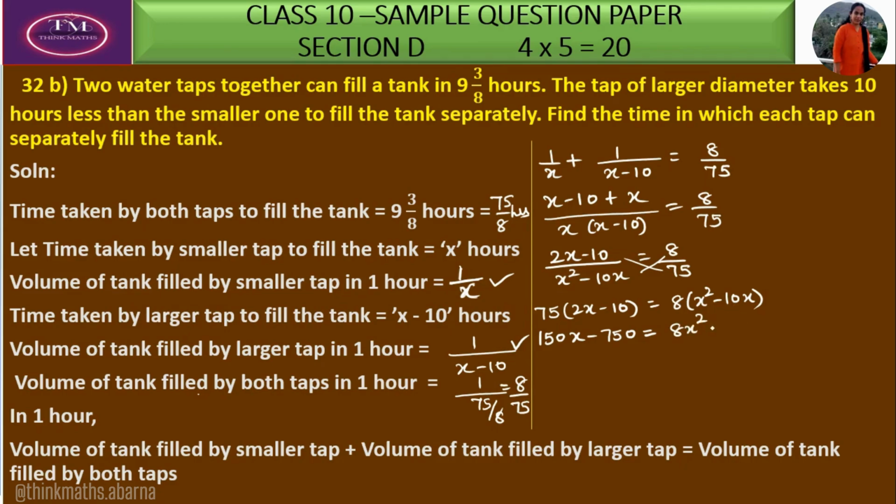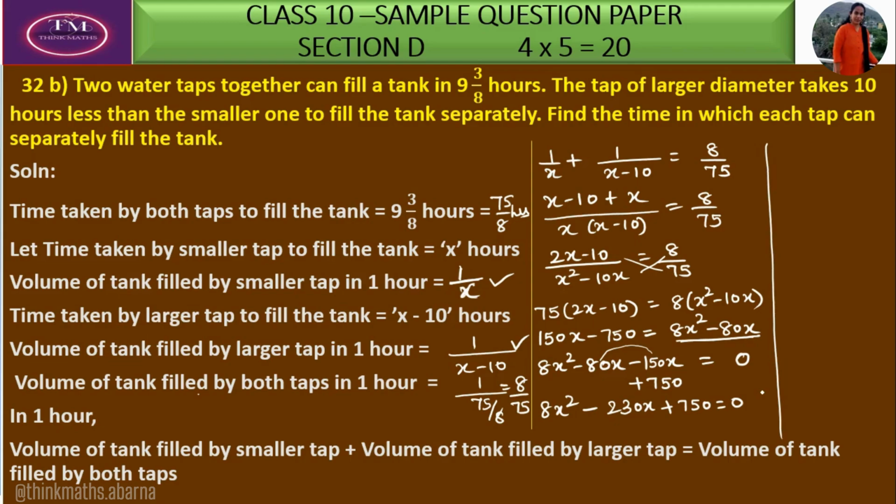8 into 10 is 80, and you have a negative sign, so minus 80x. Now collect all the terms to one side. We will keep 8x square minus 80x as such and bring 150x minus 750 to the right hand side, so the left hand side will be 0. Plus 150 becomes minus 150x, and minus 750 becomes plus 750, equal to 0. So 8x square minus 80x minus 150x. If both are negative, put the negative sign and add the numbers. So 80 plus 150 is 230x plus 750 equal to 0.